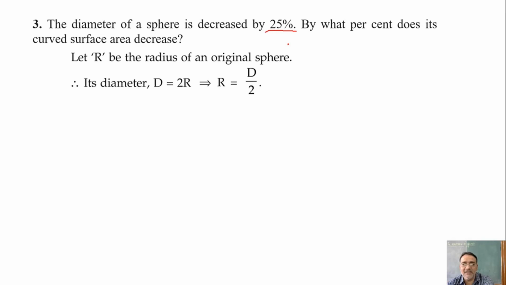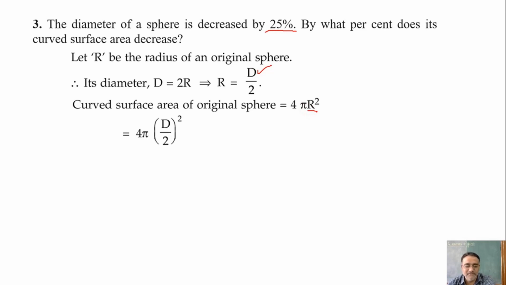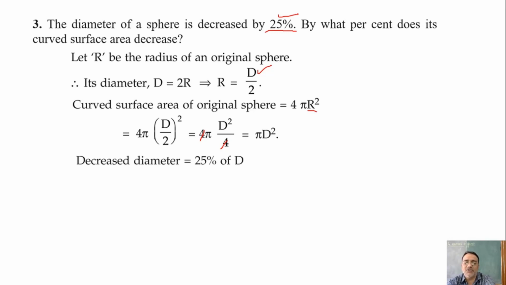So what is the formula of curved surface area of sphere? 4 pi r square. Now we'll substitute this value here, that is d by 2. So d by 2 whole square is d square by 4, and we can cancel this 4. So we are getting pi d square. This is the original curved surface area. Now 25% decreased. 25% means 25% of d diameter. So decreased diameter is equals to 25% of d. 25% of d 1/4 होता है. Okay? So this is clear.